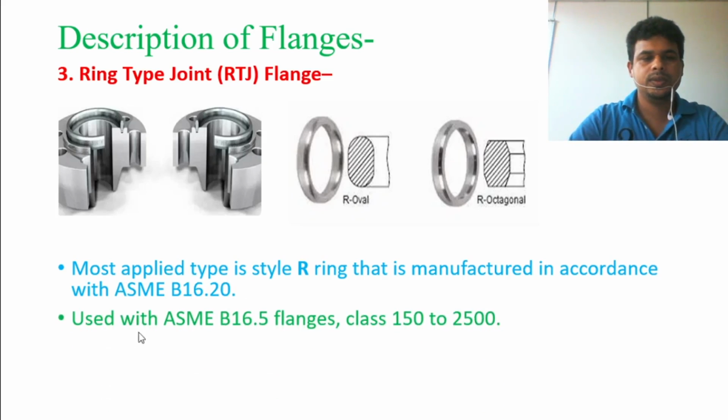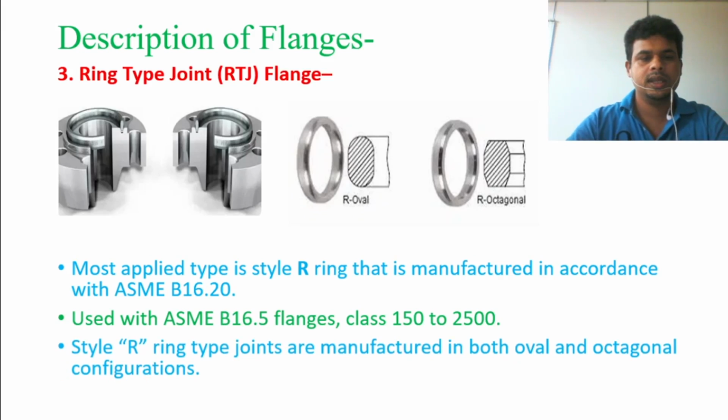Then another one is used with ASME B16.5 flanges class 150 to 2500. This is also the code for these flanges. Then style R ring type joints are manufactured in both oval and octagonal configuration. I already told you before, so this one can be manufactured as R oval or R octagonal, these two shapes.